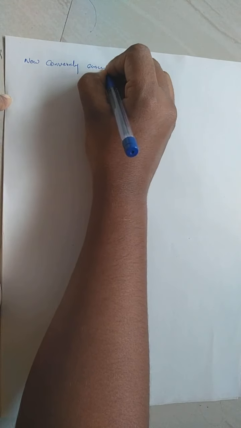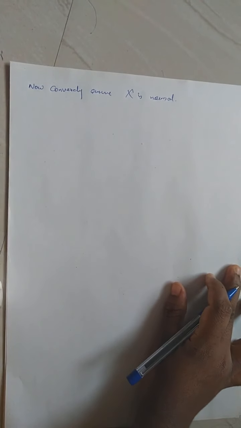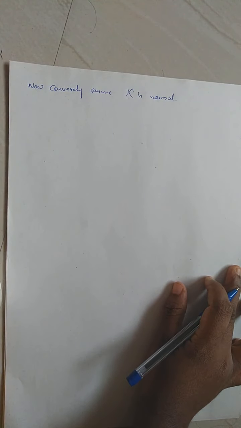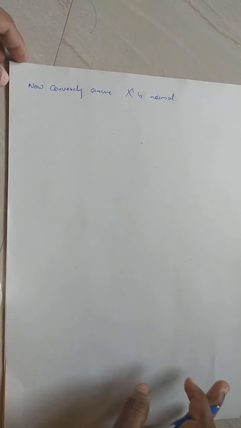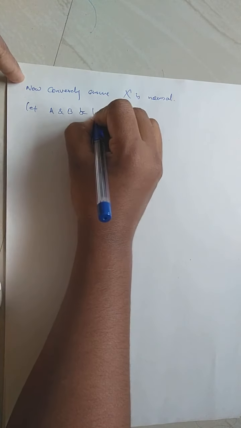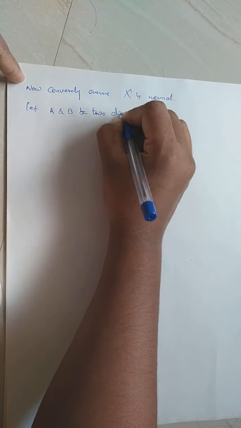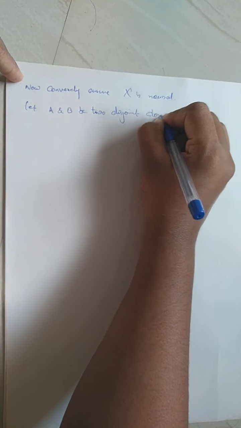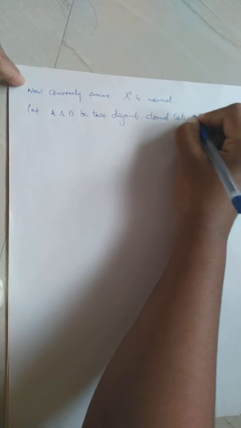Now conversely, assume our space X is normal. We have to prove that if you consider any two disjoint closed sets A and B, there exists a continuous function f from X to [0,1] such that f maps every element of A to 0 and every element of B to 1. So let A and B be two disjoint closed sets in capital X.